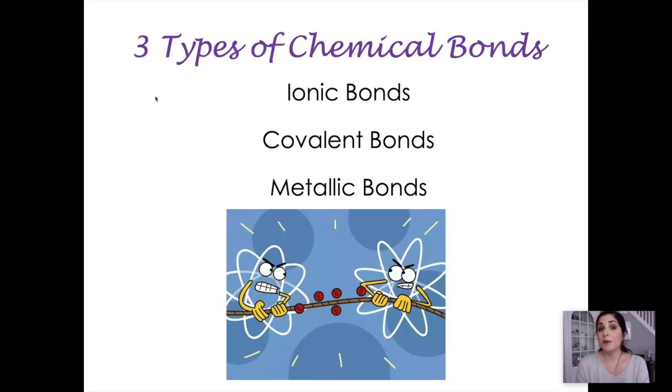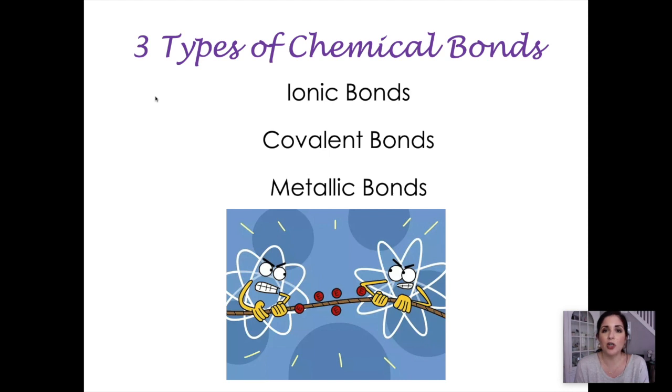Everybody. So today we're going to talk about the three types of chemical bonds. And of course, you've all heard of the three major types of chemical bonds before. So we have ionic bonds, covalent bonds, and we also have metallic bonds. But what makes all three of those bonds different from one another? Basically, what it comes down to is what types of elements form each of those bonds.